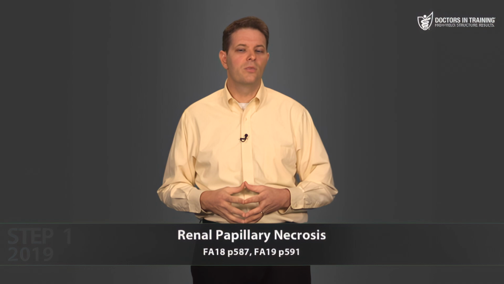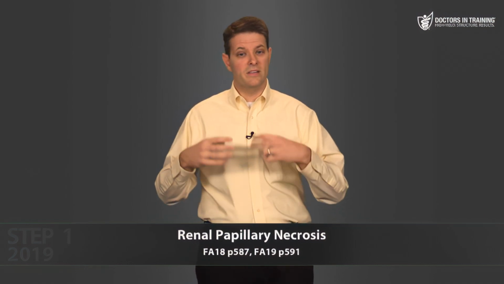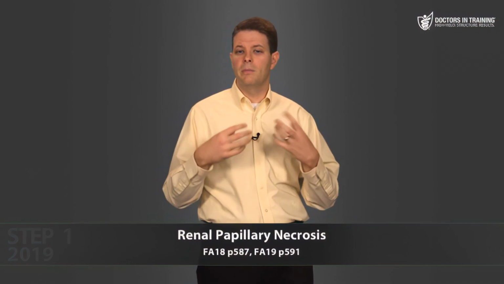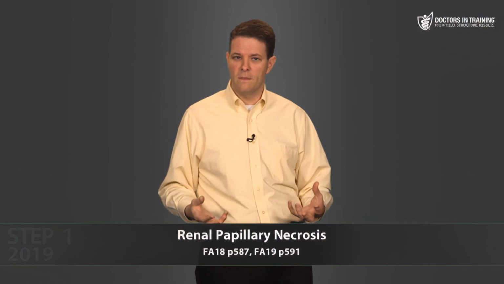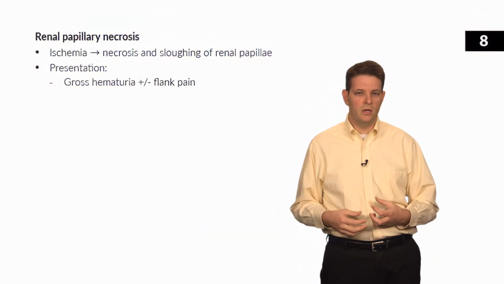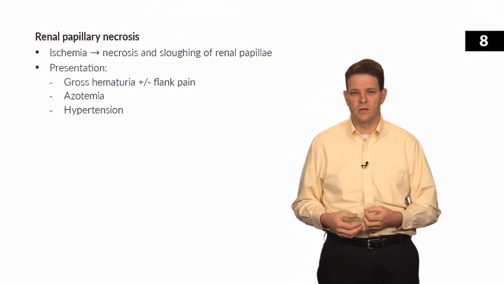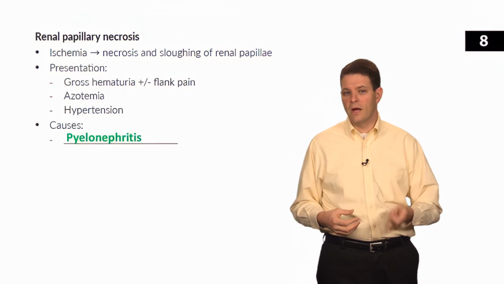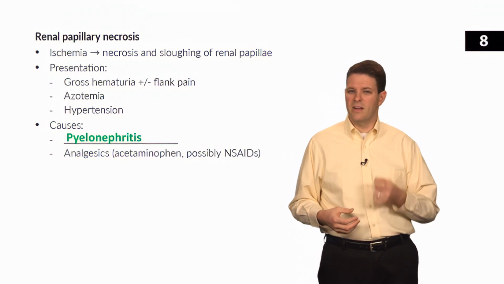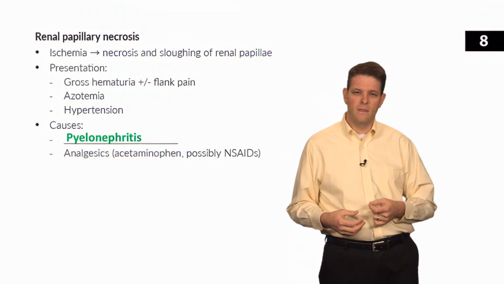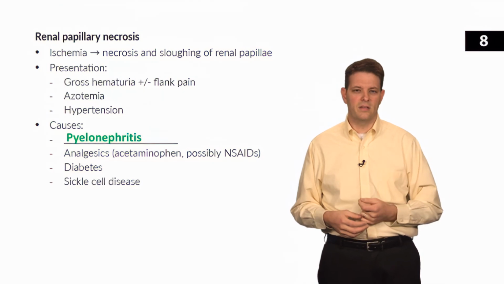Another renal pathology is renal papillary necrosis, where there's renal ischemia that leads to necrosis of the renal papillae and then they slough off. This usually causes gross hematuria, which may or may not be associated with flank pain, and also azotemia and hypertension. It can be triggered by pyelonephritis, by the use of analgesics, especially acetaminophen and possibly NSAIDs, by diabetes, and sickle cell disease.